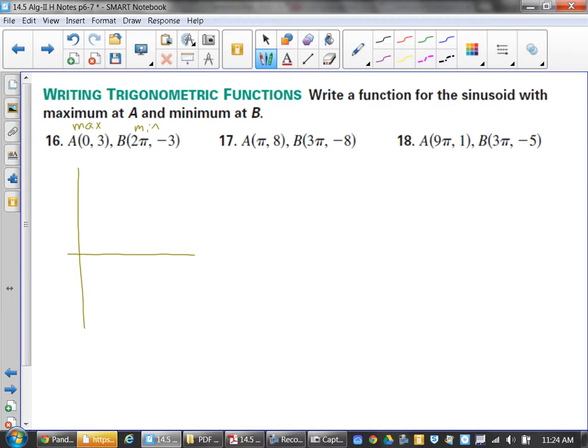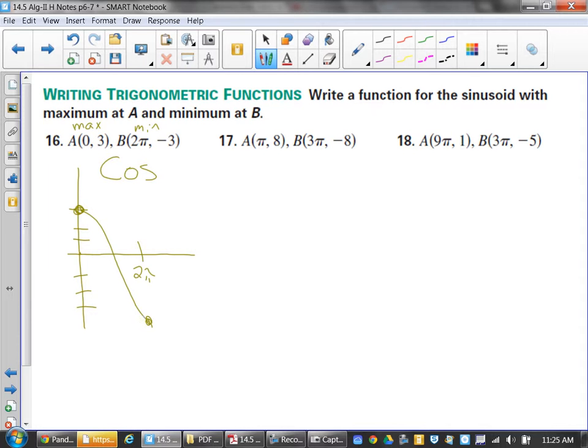First ordered pair is at 0 and 3. That's my maximum. Right away, notice I'm starting my graph at a maximum. What does it have to be? Cosine. This has to be a cosine curve. The next one is at 2 pi and negative 3. Does it matter where I put 2 pi? No. And here's negative 3.